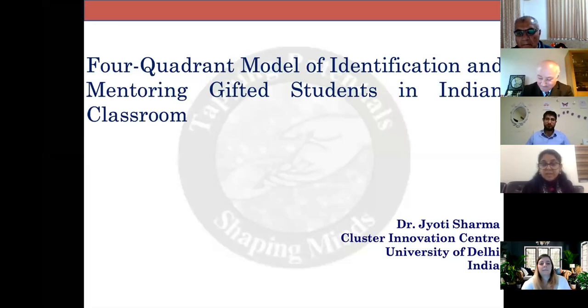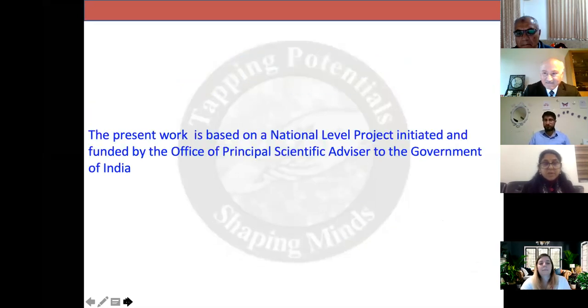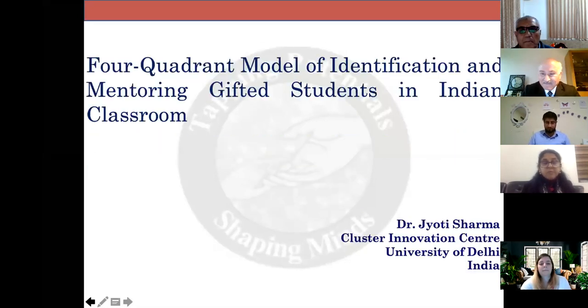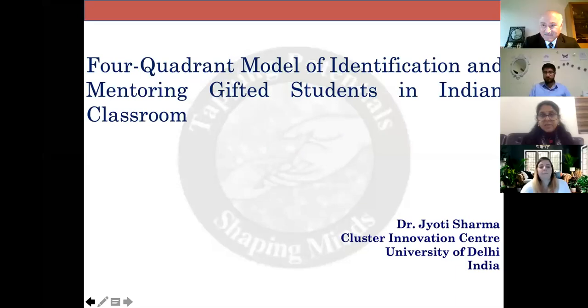So I'll share my work. This work is basically the four-quadrant model of identification and mentoring gifted students in Indian classrooms. But this process can be applied to any context, any culture. So it is not specific to India, but any classroom where you have a lot of diversity, a classroom which is inclusive, and you have students with diverse ability.